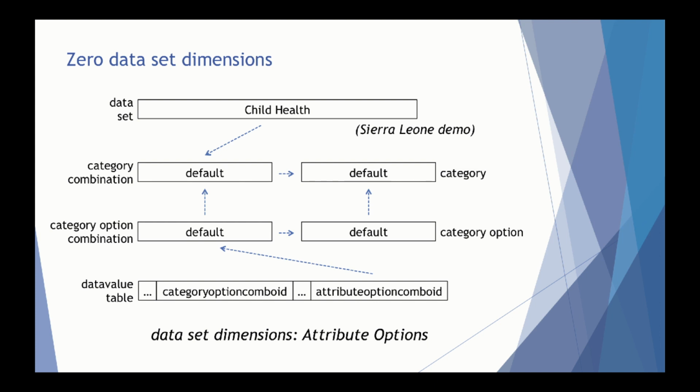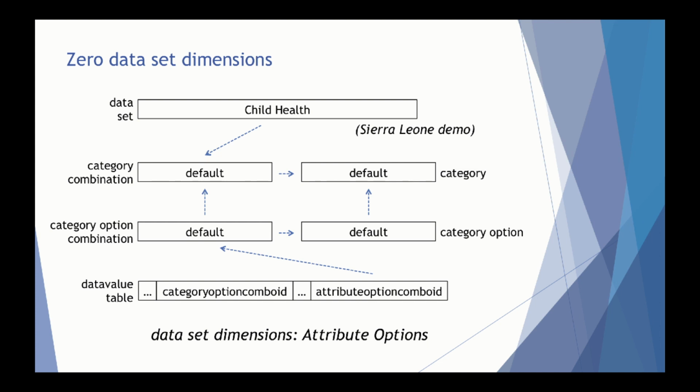0 data set dimensions, it kind of looks like 0 data set dimensions for the disaggregation. You see a lot of defaults. But what you see down at the bottom in the data value table is that we've added a new column that's there for every data value in the database called attribute option combo ID. And this column points to the category option combination. It points to all the same tables that the category option combo ID pointed to.